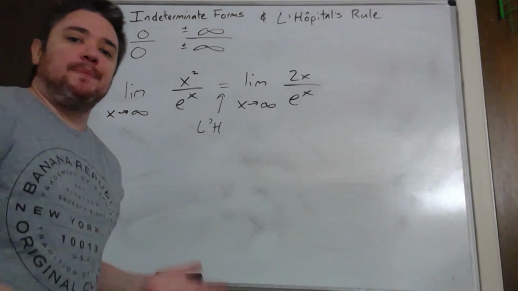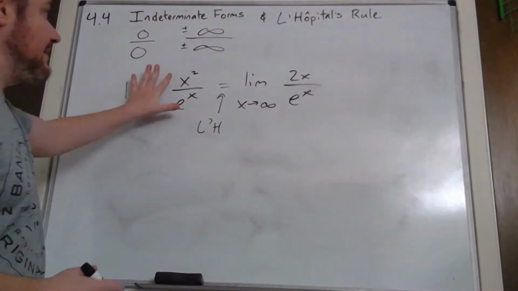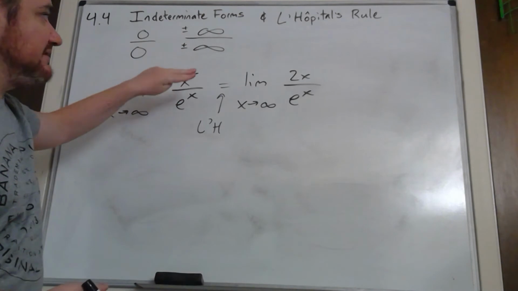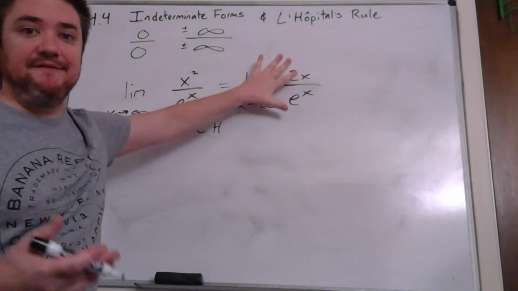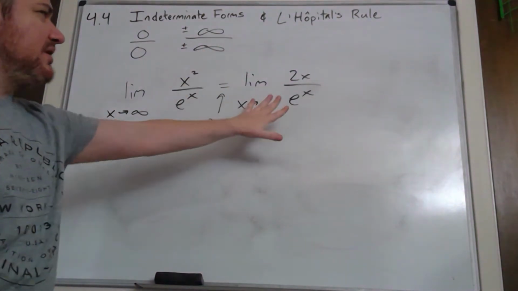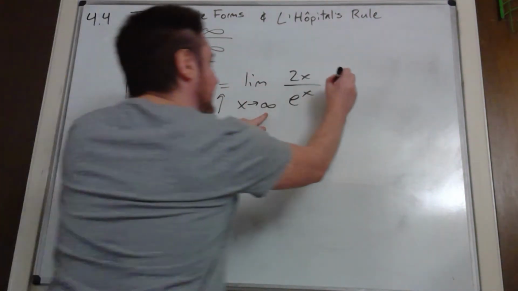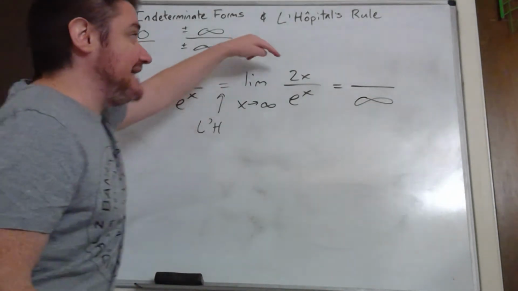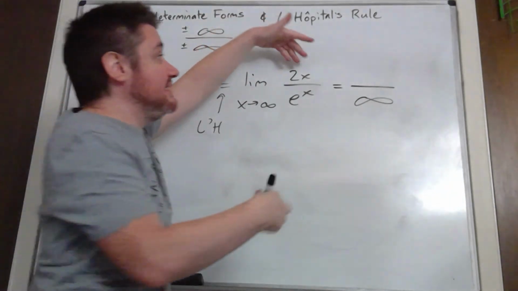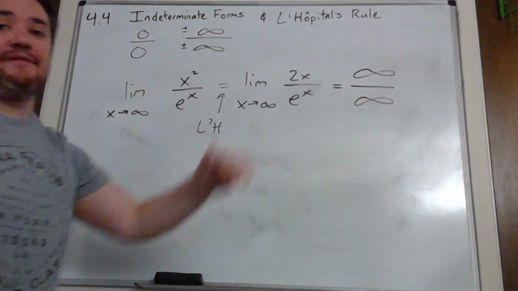But what happens now? Remember, L'Hopital's rule said the limit of this ratio is equal to the limit of the ratio of the derivatives, if this limit exists. If this limit exists, then they're equal. But what's happening here, as x goes off to infinity, the denominator is still growing without bounds, so going to infinity. And 2 times x, as x goes off to infinity, is still going off to infinity.